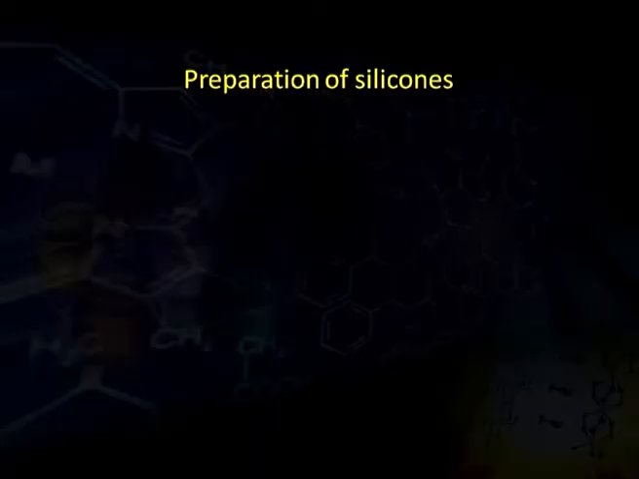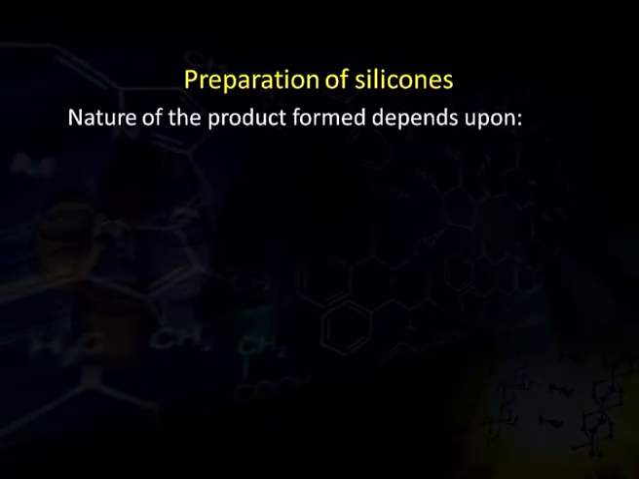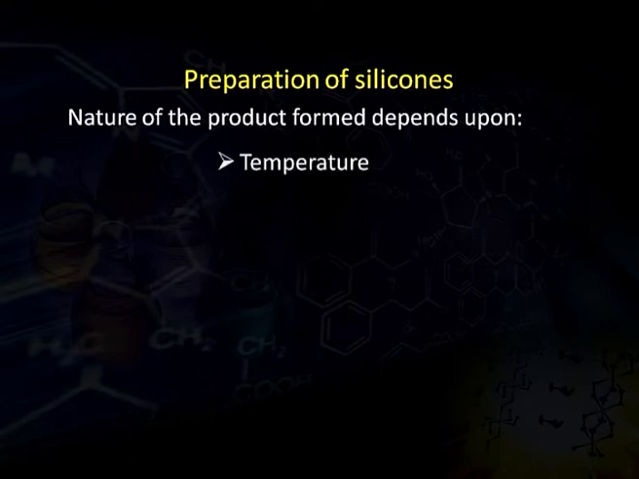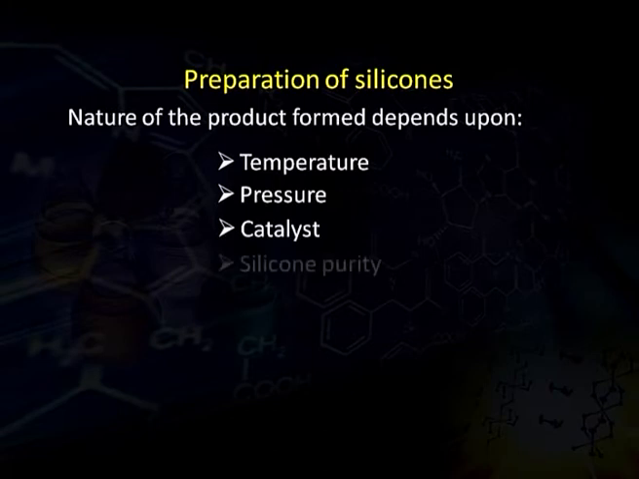Compounds with the formula R2SiCl2, that is dichlorodialkylsilane, are of the utmost importance because they provide the starting material for the preparation of a wide variety of substances having both organic and inorganic character. The nature of the product formed during this reaction depends upon the temperature, the pressure and the catalyst used. It also depends on the silicon purity.